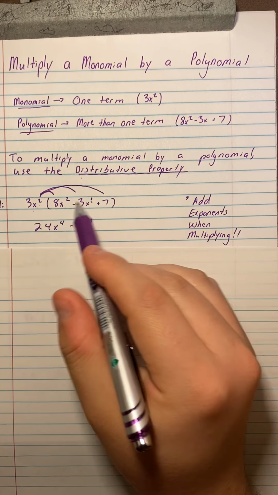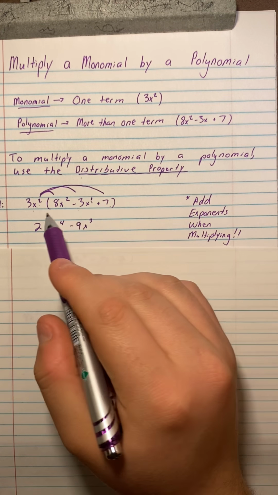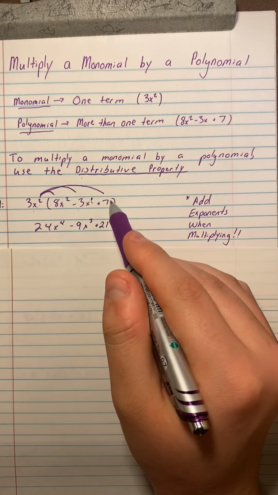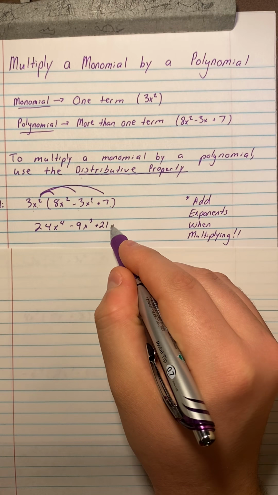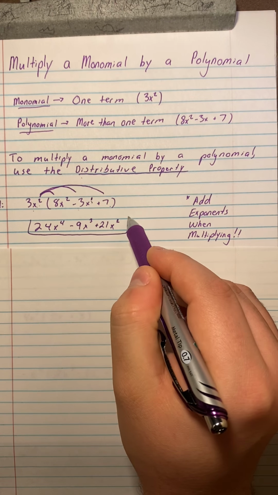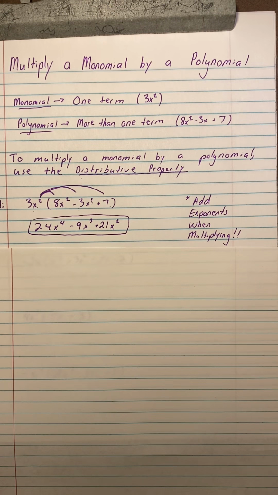And then finally, 3x squared times 7. Well, 3 times 7 is 21. The x squared, there were no other x's to multiply it by, so that's just going to stay x squared. So our answer here would be 24x to the 4th minus 9x to the 3rd plus 21x squared.